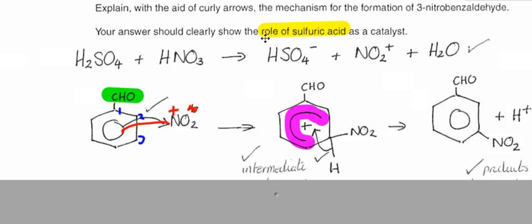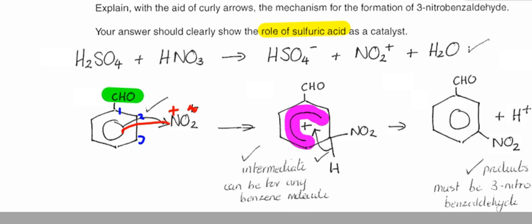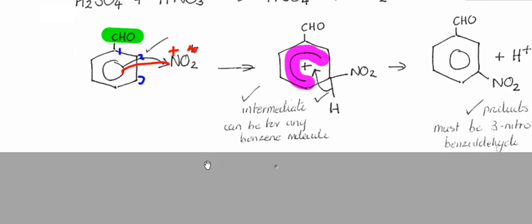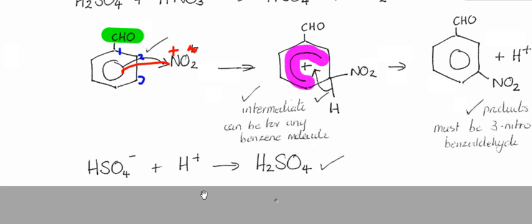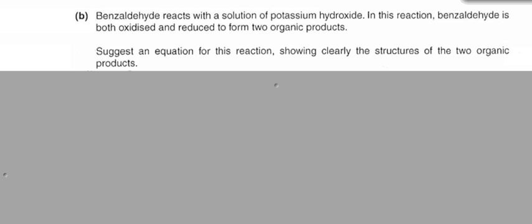The last thing we need to do here is show how sulfuric acid acts as a catalyst. So we've got to reform sulfuric acid, and we can do that by taking the HSO4-, adding the H+ that's come from our mechanism, and giving H2SO4. So that's your 6 marks. Part B, staying with benzaldehyde, this time reacting with sodium hydroxide.